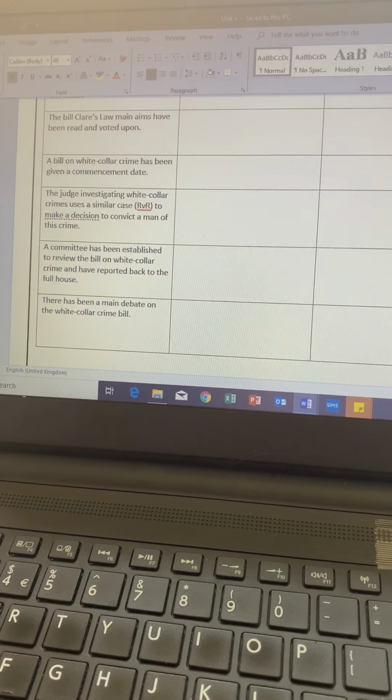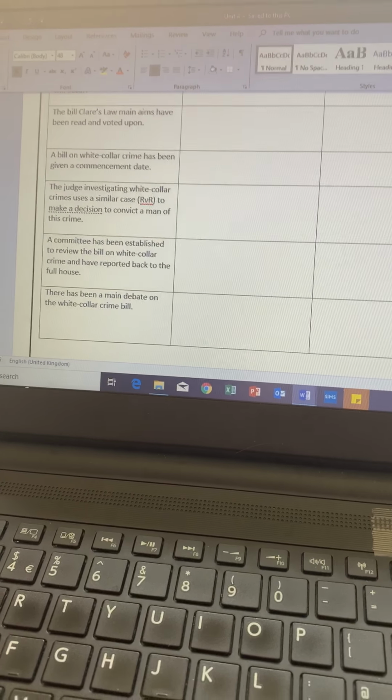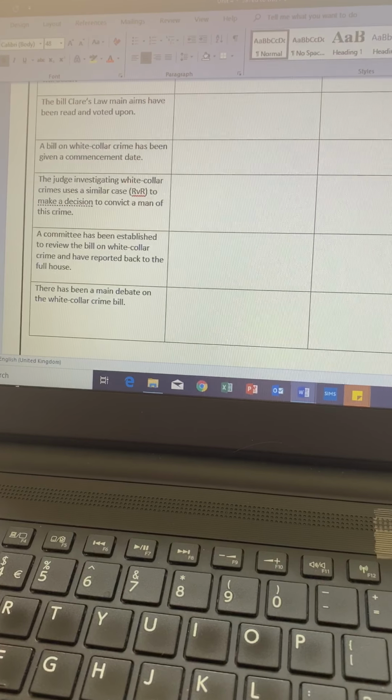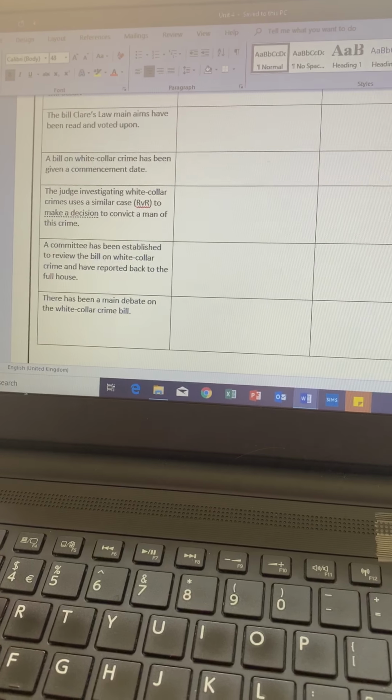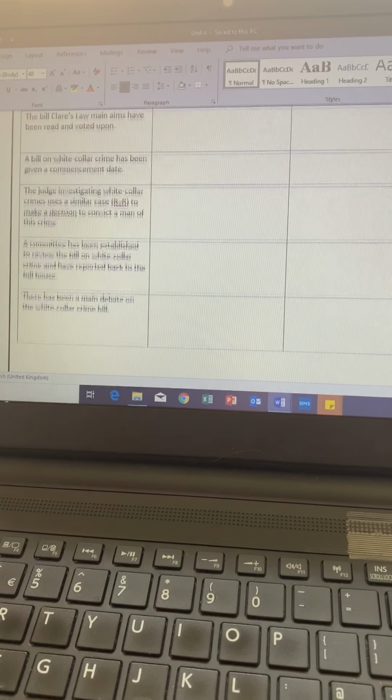And then the final one is parliamentary, and it's second reading because there's a main debate, and the second reading is where the main debate takes place. Okay, so those are all the scenarios.